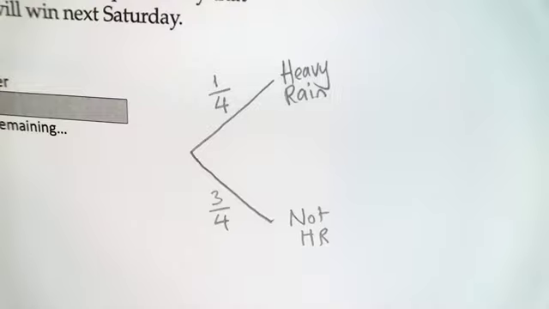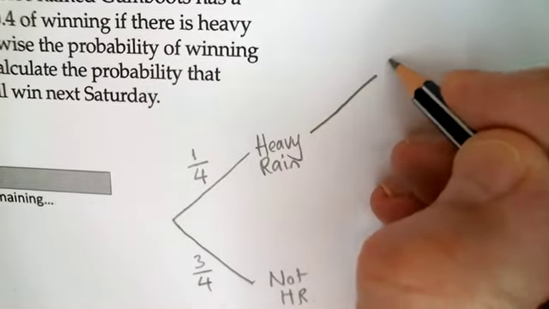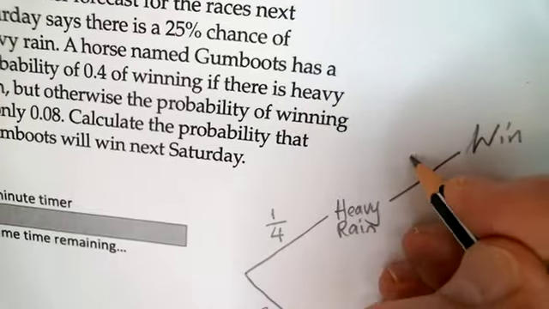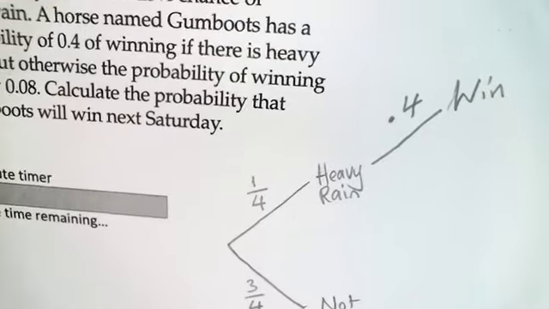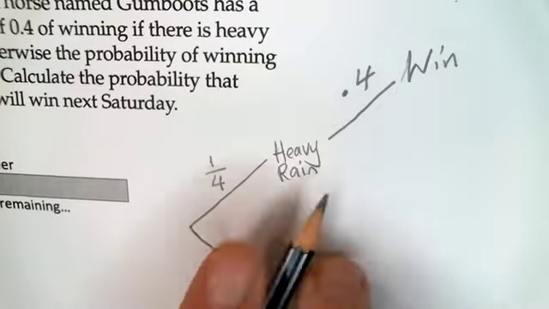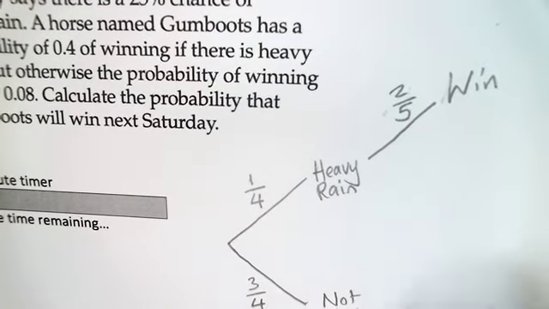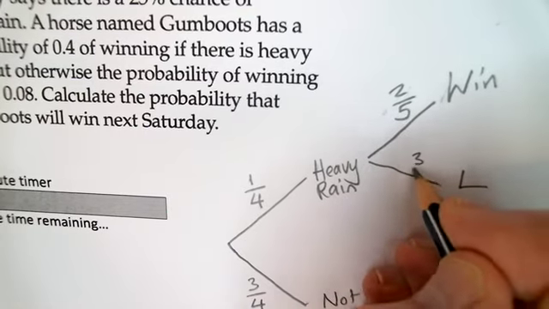So Gumboots has a probability of 0.4 of winning if there's heavy rain. So heavy rain and Gumboots wins. I'll put a win here, so this is a win, and it's got to be a 0.4. Or we could have just said 4 out of 10 or 2/5, yeah? I'll make a note of that, it's 2/5. If there are fractions there, let's keep everything as a fraction and keep it consistent. It's 2/5, that's 0.4. And of course, a loss here is going to be a 3/5 chance.